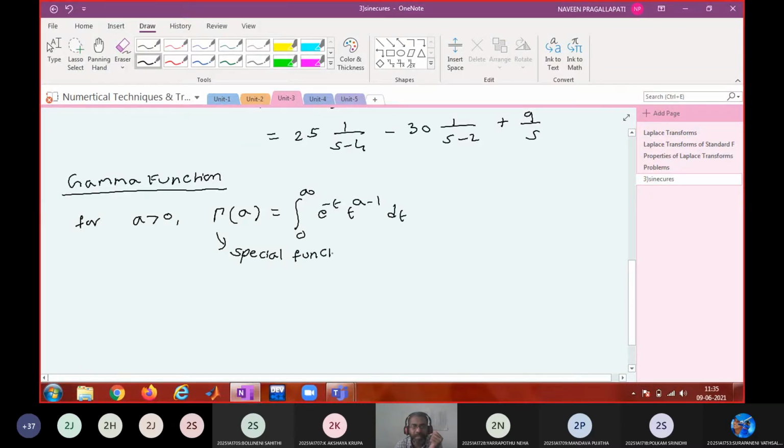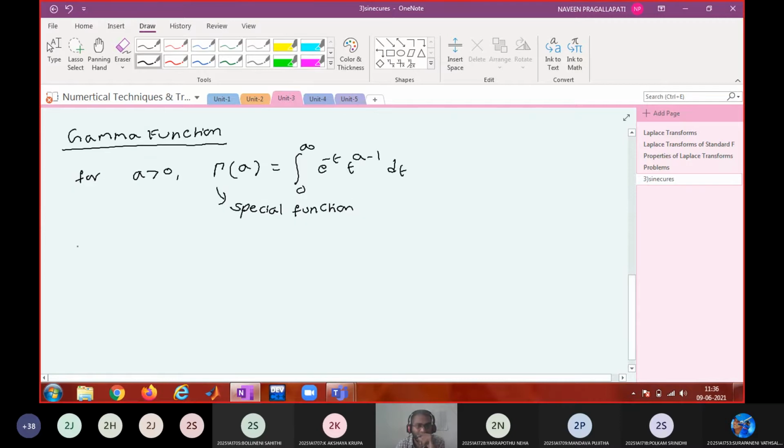There are several special functions like this. You have a beta function, you have a gamma function, you have Bessel's functions, you have Legendre functions, and so special functions is a separate topic. One of the special functions is the gamma function, which is expressed as an improper integral. So we'll see some properties of the gamma function. First one, note down. Just listen. Later we will copy.